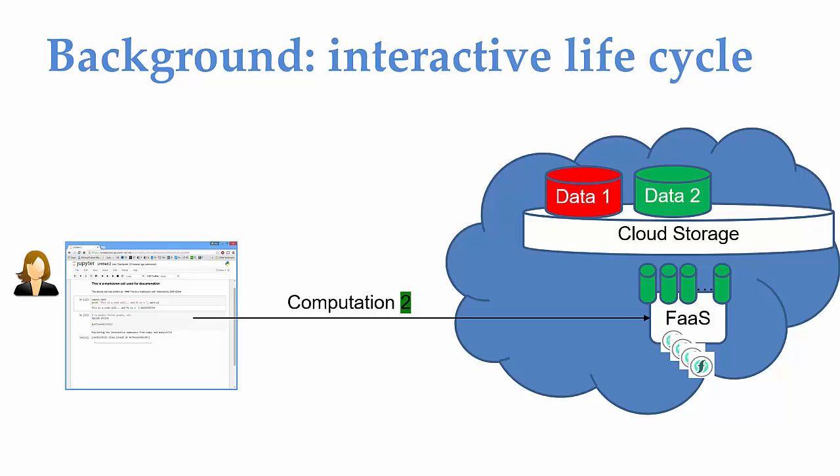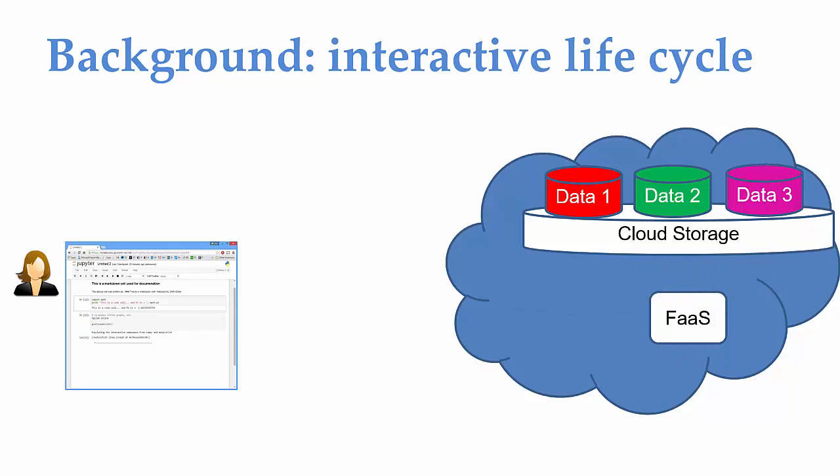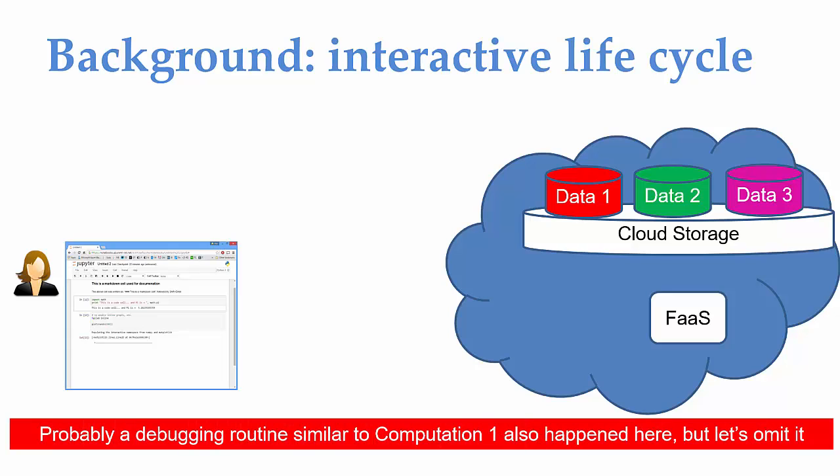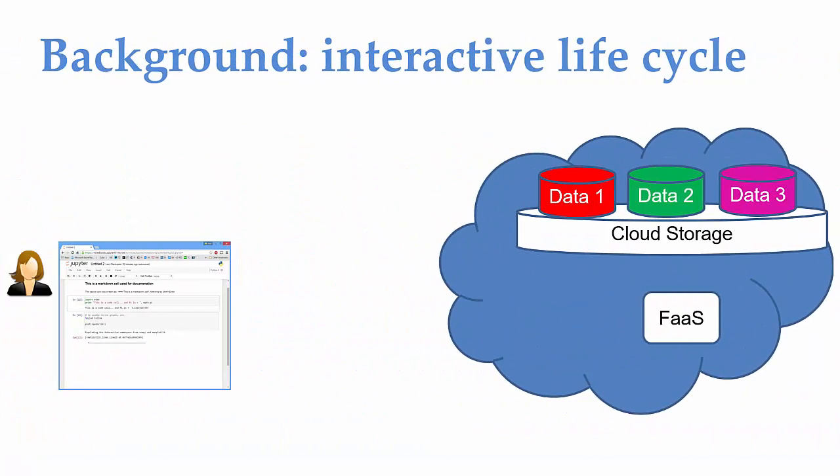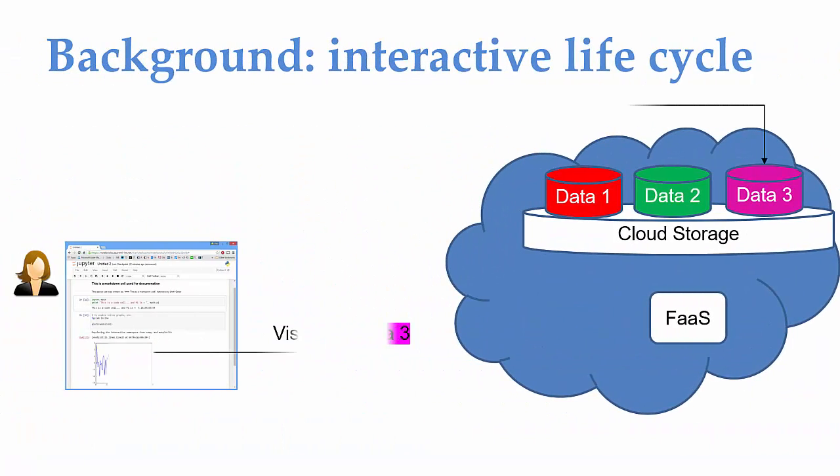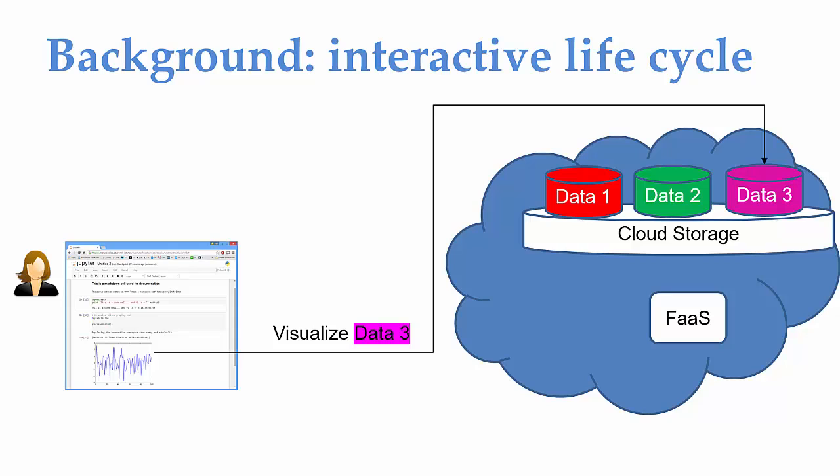So again, it looks similar. Data 3 is created. Perhaps there were some debugging steps similar to what we have in computation 1. Maybe it also happened in computation 2 and computation 3 and so on, but we will omit this. So at this point, Alice can visualize her data.